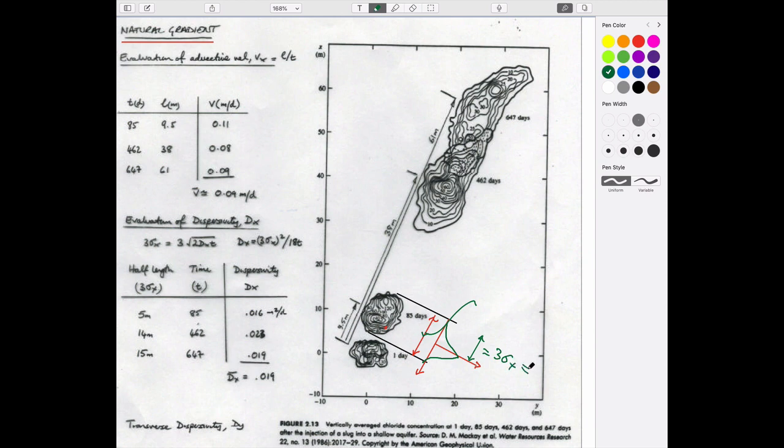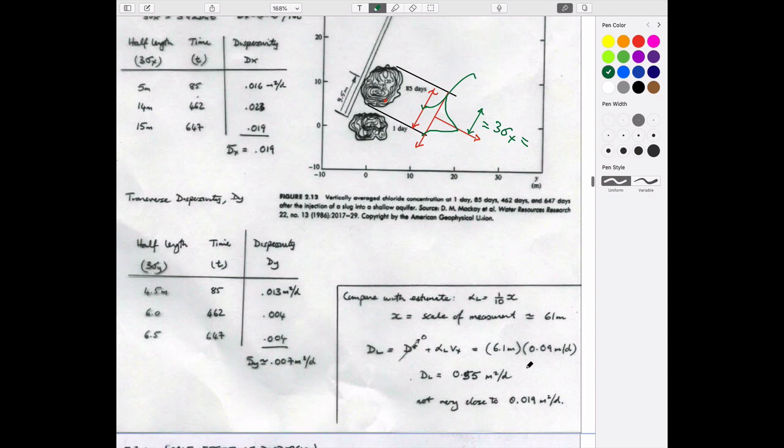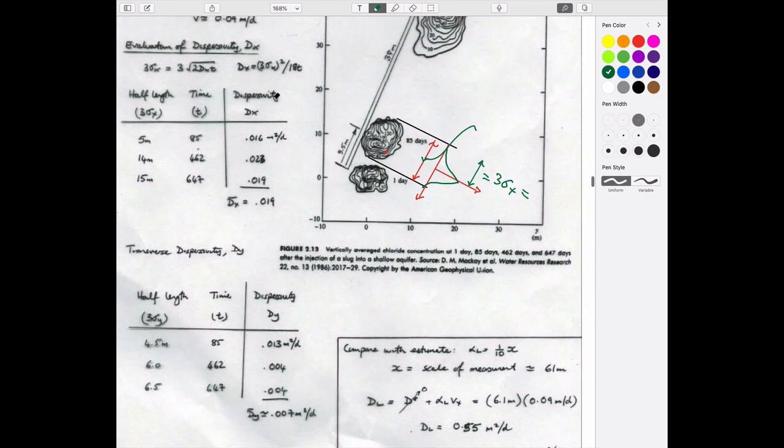And we know that 3 standard deviations are equal to this term here, 3 times the square root of 2 D_L t. So I can write it out. 3 standard deviations is equal to 3 times the square root of 2 times the longitudinal dispersion coefficient times the time since it was initiated. And we know that the time since initiation happens to be 85 days.